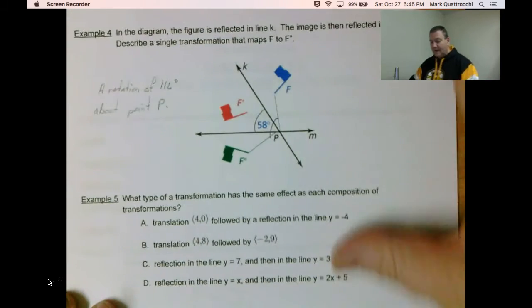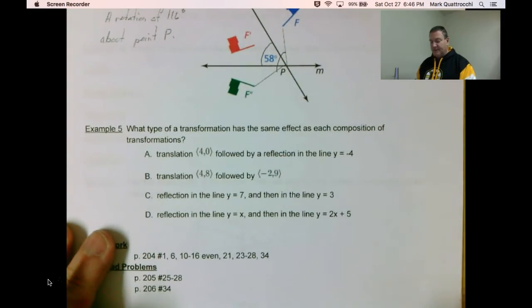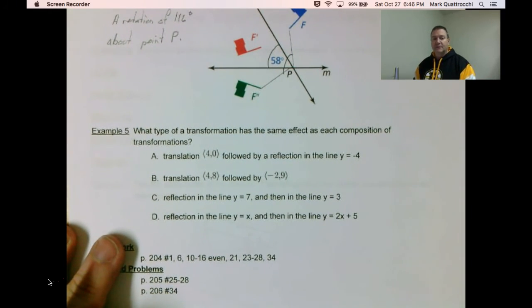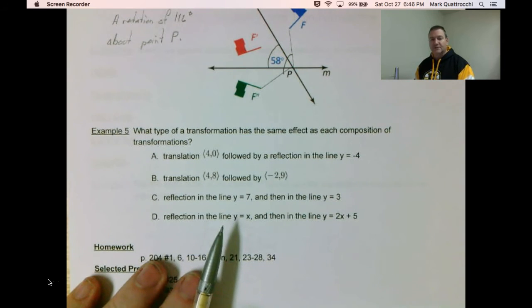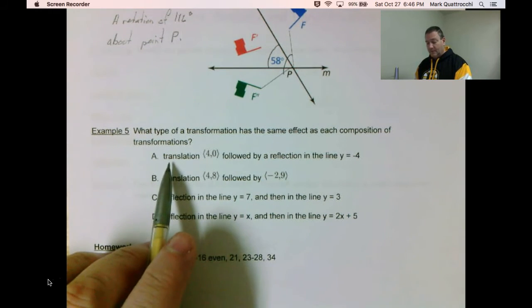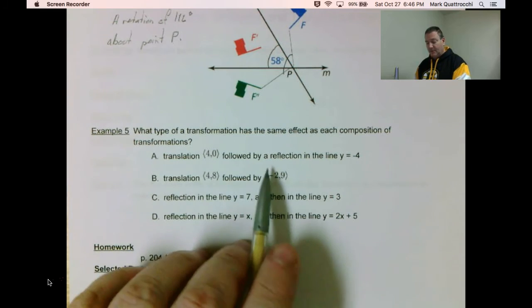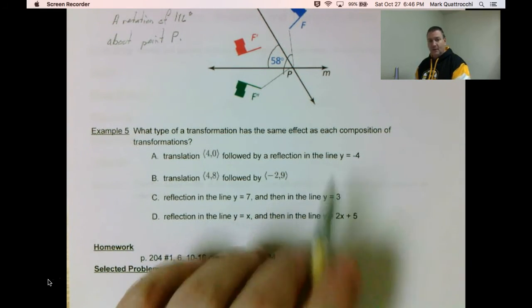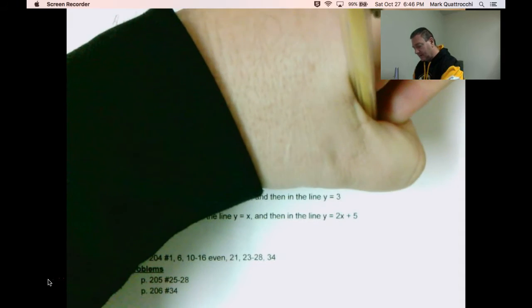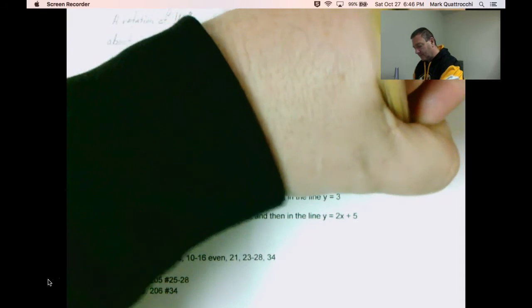Okay. Example 5. What type of transformation has the same effect as each composition of transformations? So this may seem complicated at first and may look like I'm looking for a bunch of math to be done. I'm actually just looking for the name of the transformation that has the same effect as the composition of transformations. So we have a translation followed by a reflection. What single transformation does that? That would be a glide reflection.